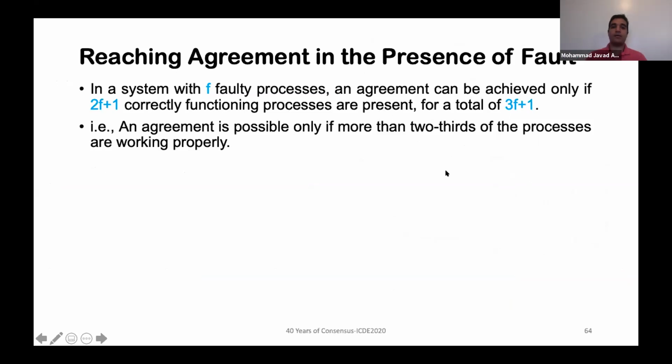So in that paper, we assume that we have F faulty processes, and to achieve agreement, we need to have 2F+1 correct nodes, which makes the total number of nodes 3F+1.